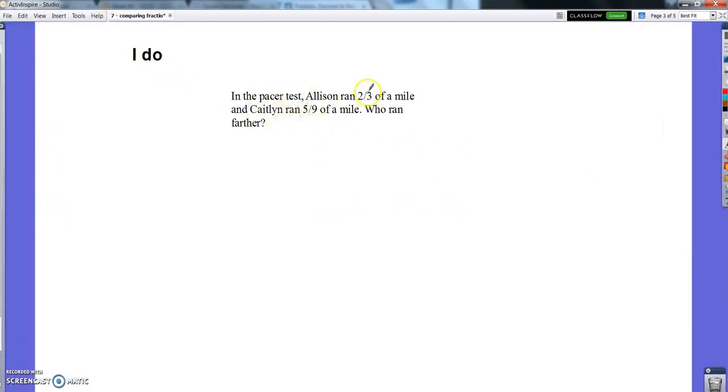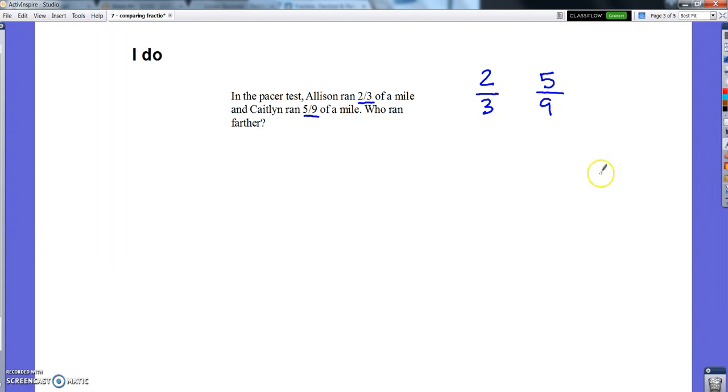In the pacer test, Allison ran 2/3 of a mile. Caitlin ran 5/9 of a mile. Who ran farther? The big lesson I want you to take away today is that it is very hard to compare fractions, especially when they're close, and these are pretty close, that don't have the same denominator. This is hard to compare.